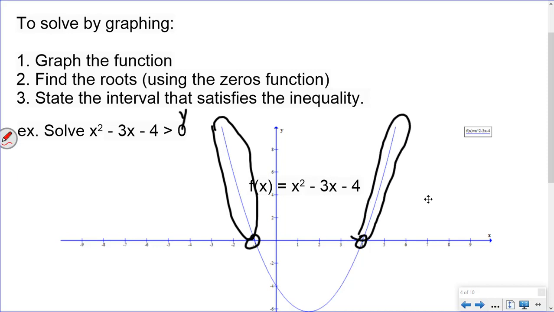So the answer I'm looking for with a question like this is I want to describe the x values that make my y values positive. So if I took a look at my left-hand side over here, how would I describe these x values? For example, x equals -1 is not a solution because that's where it's equal to 0, and I'm looking for the numbers that are strictly greater than 0.